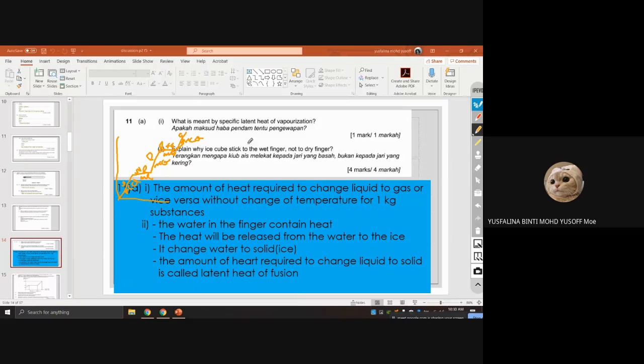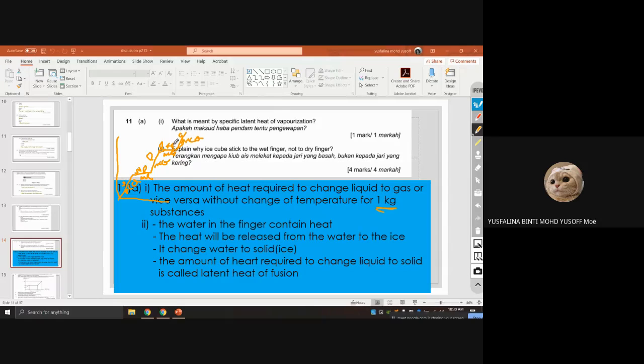So for this one, asking you the meaning of specific latent heat of vaporization: the amount of heat required to change liquid to gas or vice versa without change of temperature for 1 kg of substance. Because you have the word specific there, you need to put 1 kg here.